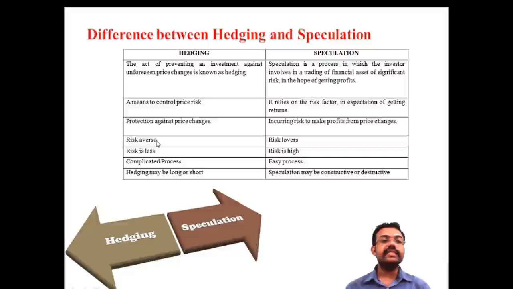Hedging is risk averse. Hedgers want to reduce the risk, but speculators want more risk because of the profit. When the risk is increased, there is a possibility of increasing the profit. They love the risk. With hedging the risk is less, and with speculation the risk is high.